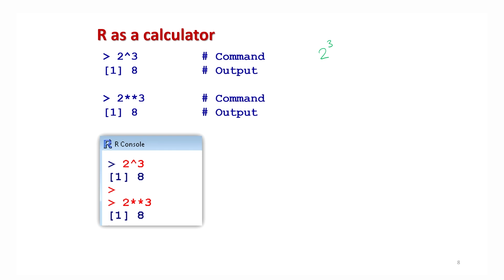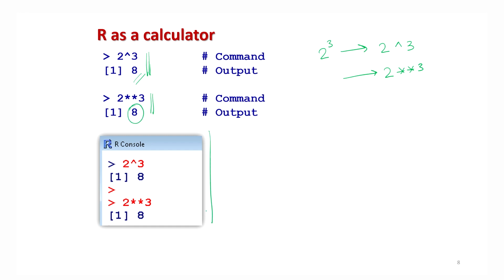In order to do this, we have an option. Either I can write down here 2 hat 3, or I can write down here 2 double star 3. So single star is the multiplication sign and double star is the power operator. In both cases, the outcome is going to be the same. You can see here 2 hat 3 is 2 cube, which is the value 8, and 2 double star 3 is again 2 cube, which is the value 8.